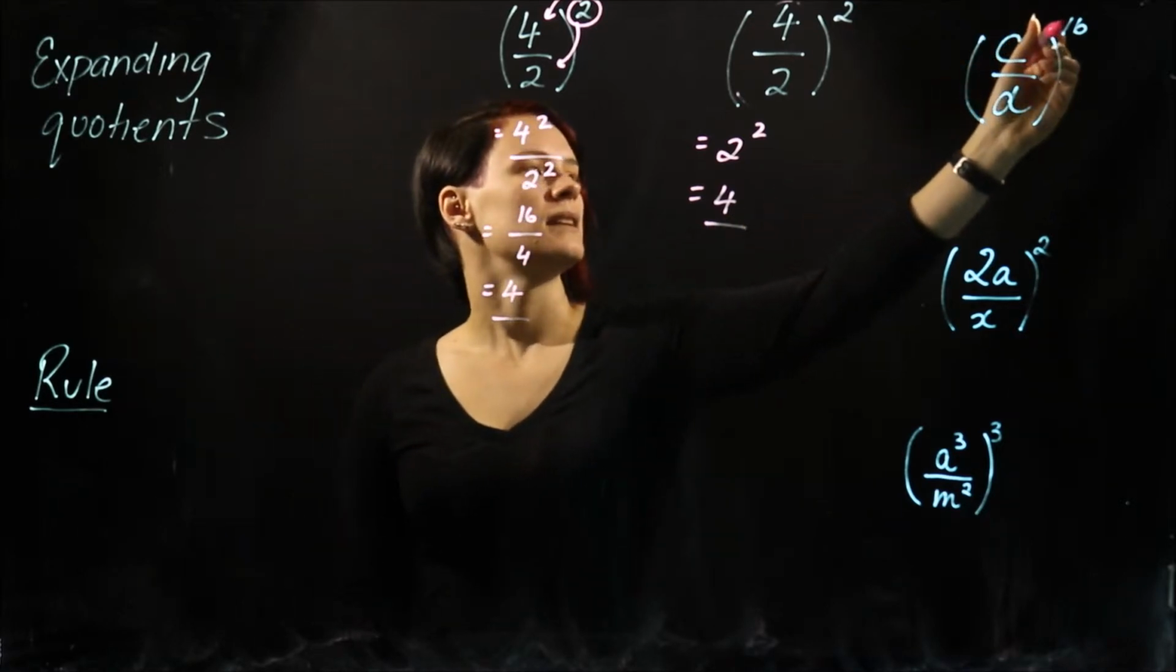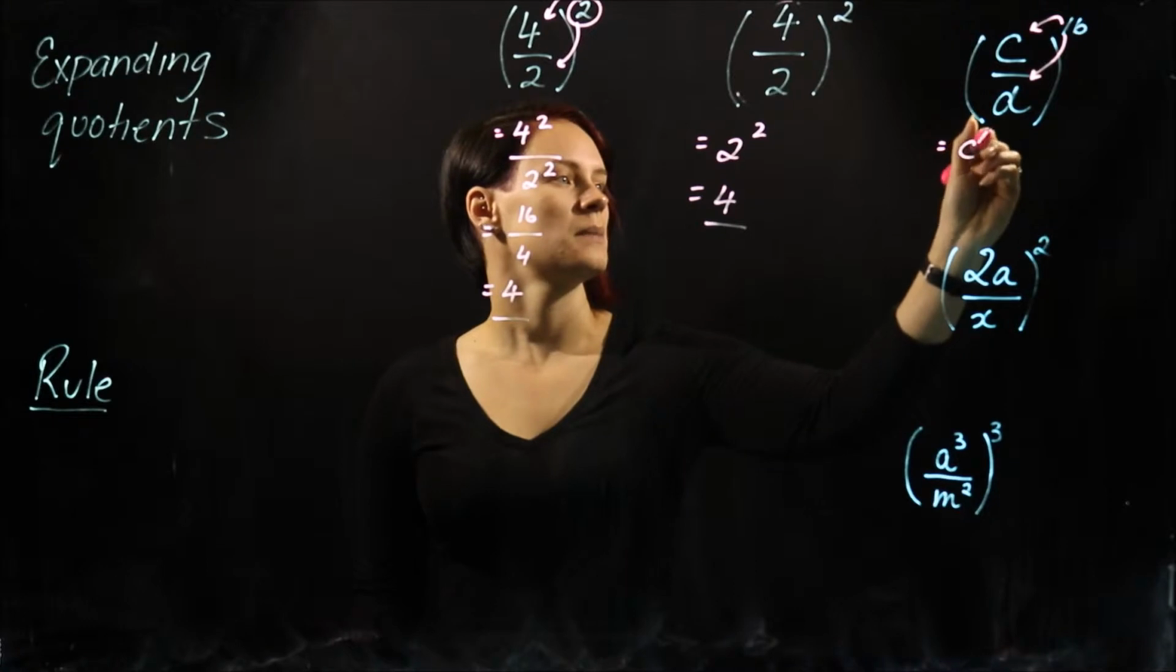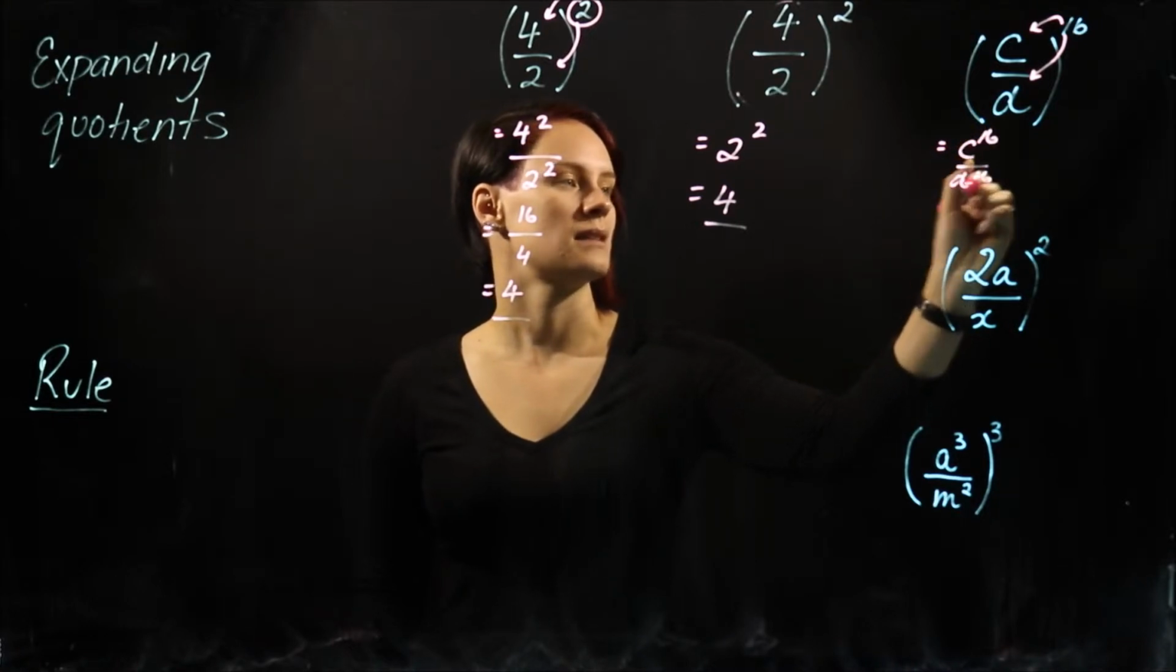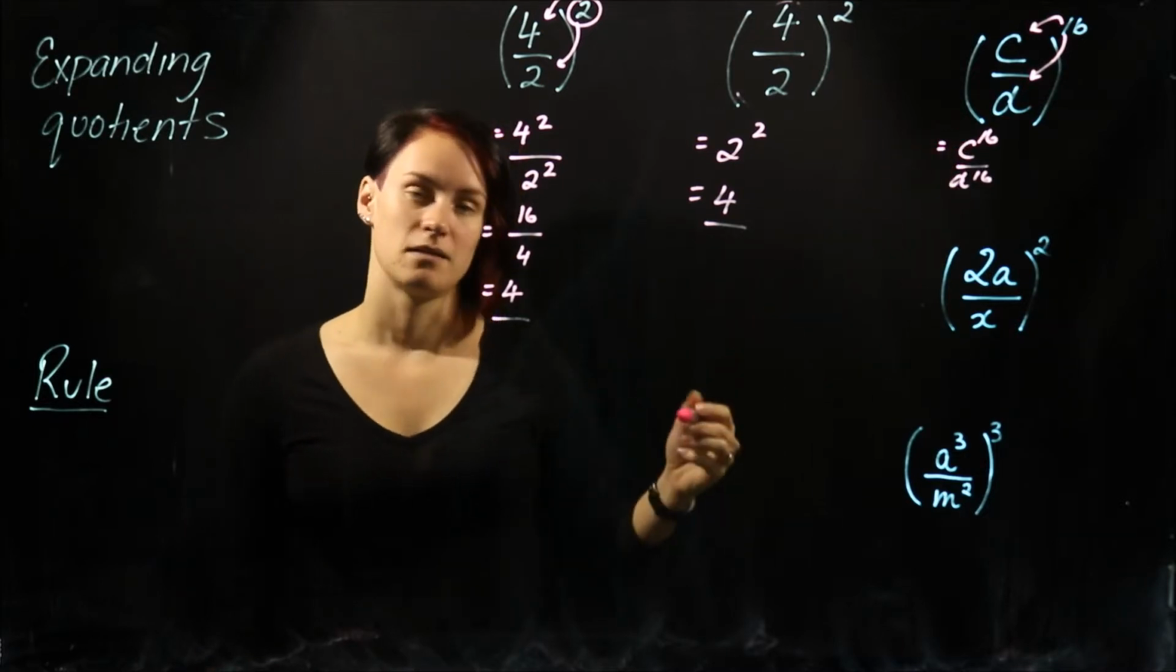So we're applying this index to everything inside the bracket. We'd end up with c to the power of 16 divided by d to the power of 16. We can't go any further because they are not the same base.